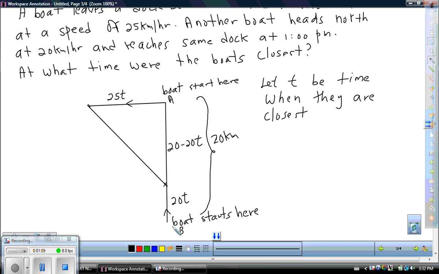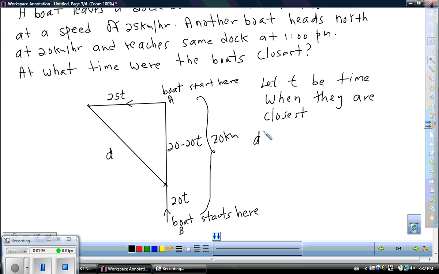Since boat B would have traveled 20 kilometers in an hour, the distance from here to here would be the distance from here to here, subtract the distance from here to here, which would be 20 minus 20t. Now we can use the Pythagorean theorem to find distance D here, which gives us the time when they're closest.